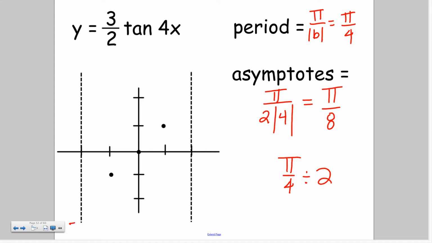All right, so on the graph, I'm looking for asymptotes. So you've got a negative pi over 8 here and a positive pi over 8 here. And your graph just goes right through the middle. Okay?